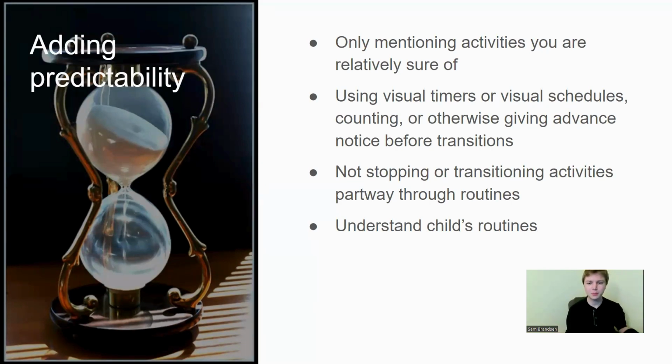And in particular, whenever possible, it's helpful to avoid stopping or asking a child to transition between activities when they're partway through a routine. So if a child is, for example, singing the same song over and over, let them finish the song before having them move somewhere else, even if they do need to move away, unless, of course, it's an emergency. And understanding the child's routines over time can be helpful for identifying that and figuring out when might be a natural break point for them to switch activities versus when it might be a little bit more distressing.